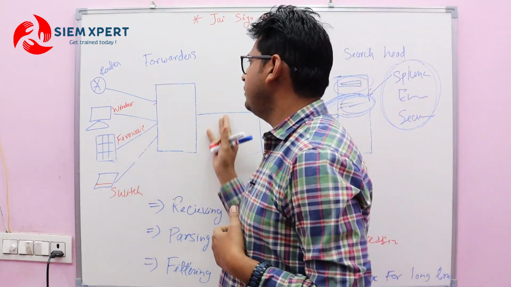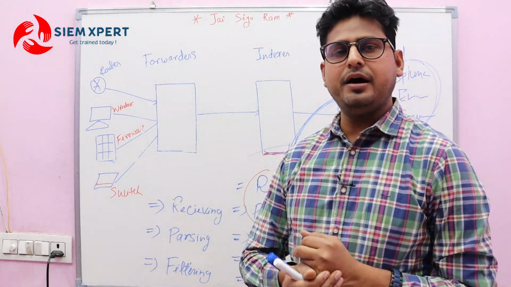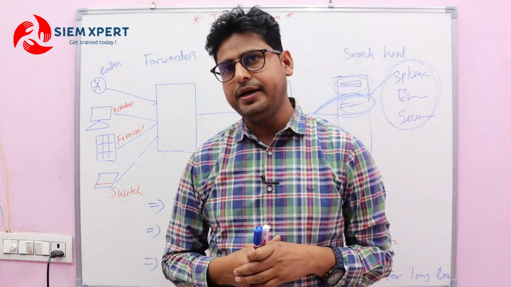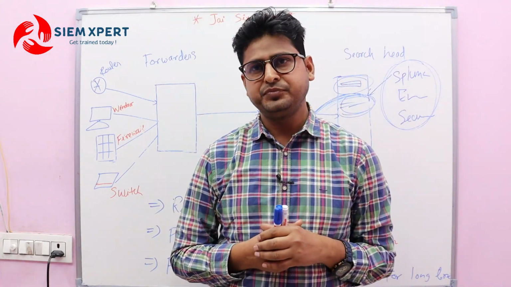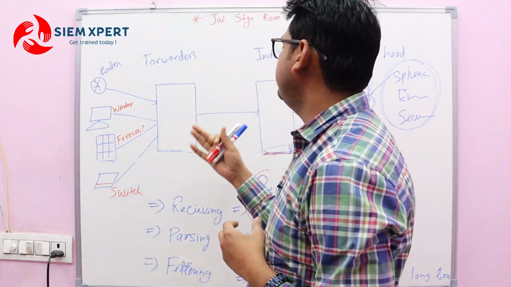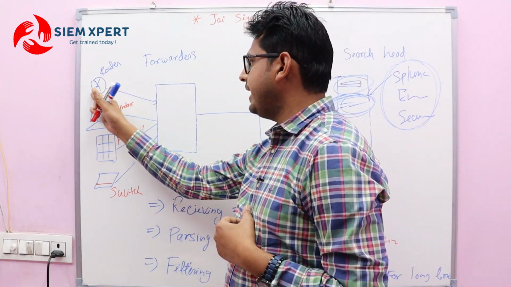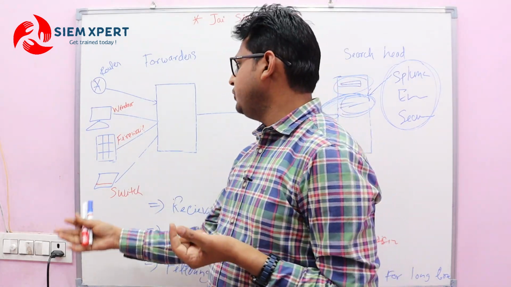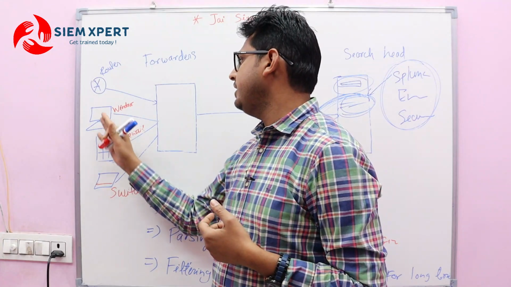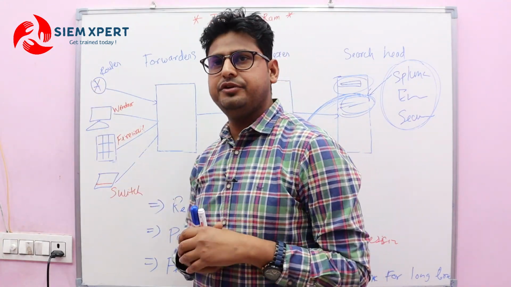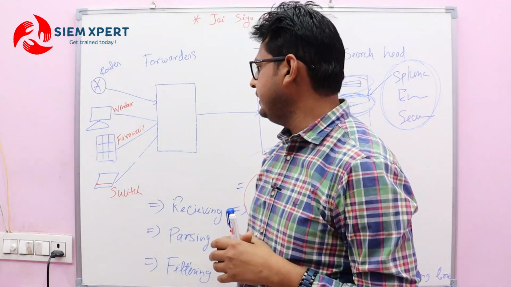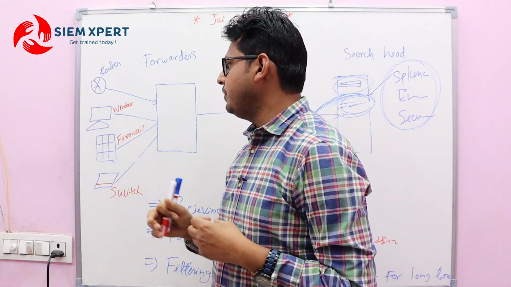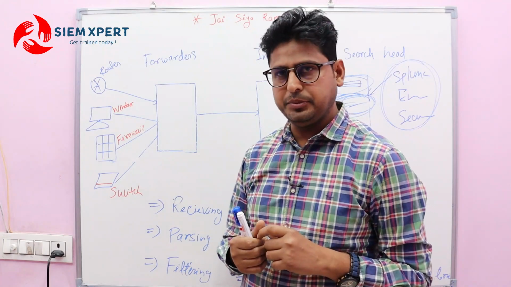Now if you talk more about the forwarders, they are of two types. One is the universal forwarder and the other is the heavy forwarder. The universal forwarder is a small, lightweight client that we can install on the end devices. Universal forwarders are lightweight clients that we can install on Windows servers, Linux servers, Solaris, iOS, right? So we can install on end devices, not on network and security devices, but we can install on servers and systems.